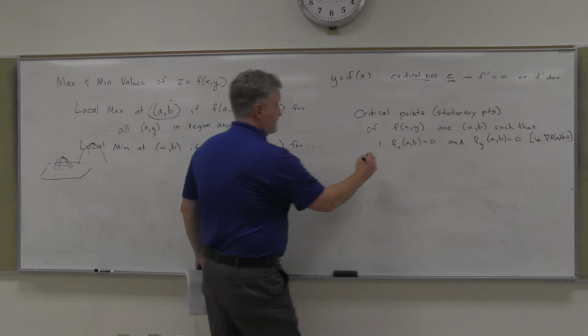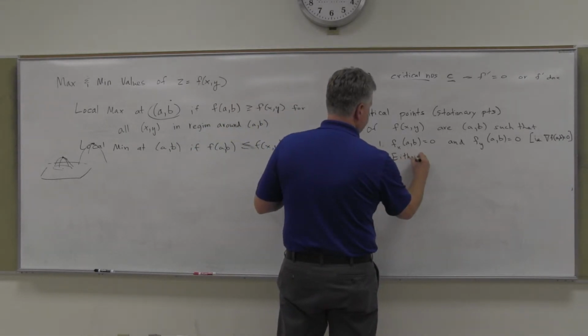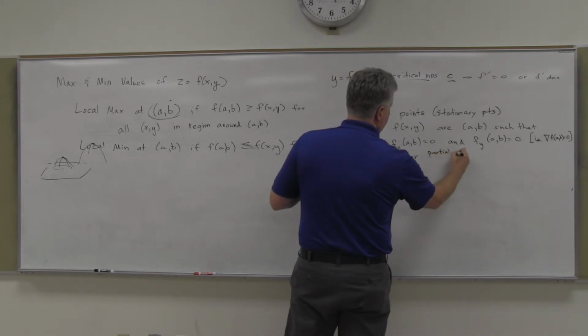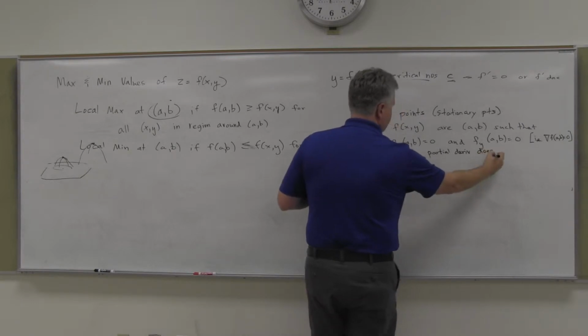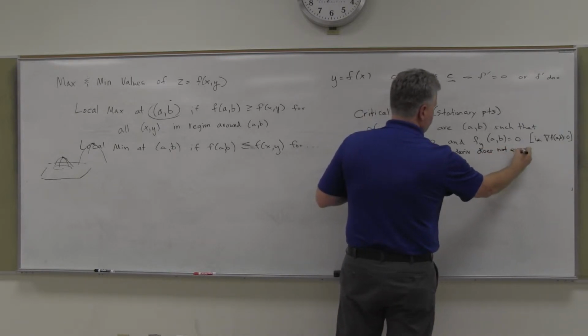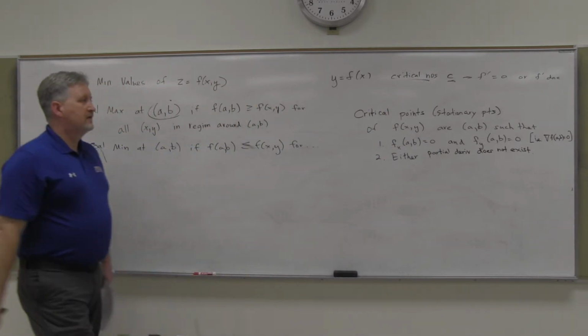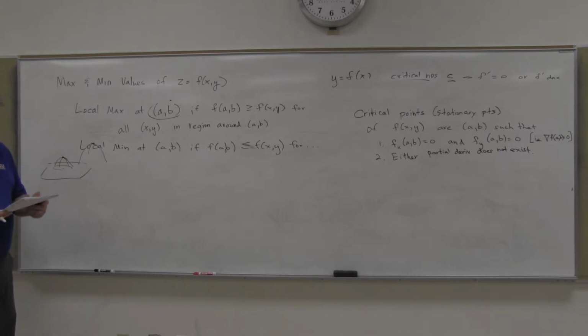And then, of course, you've also got the does not exist case: either partial derivative does not exist. So those are the two possible ways. It goes hand in hand again with the one variable scenario.